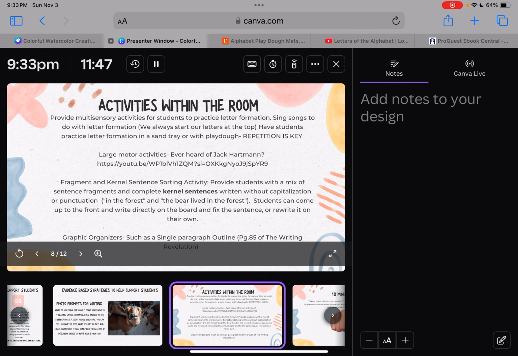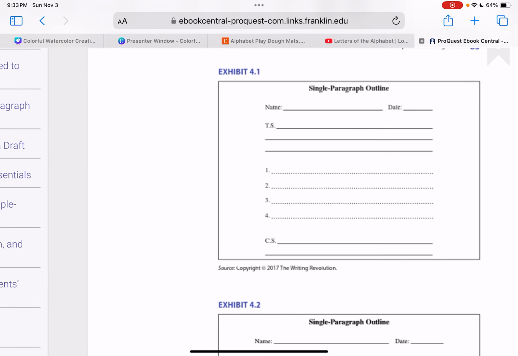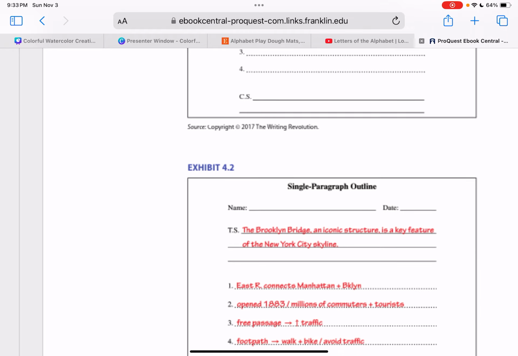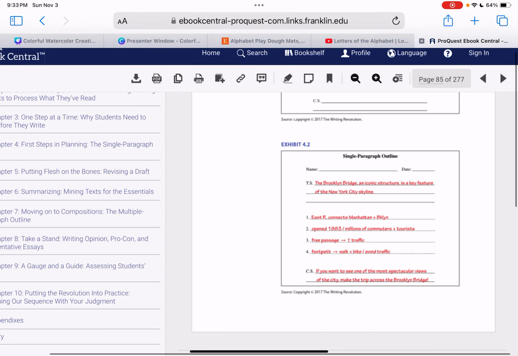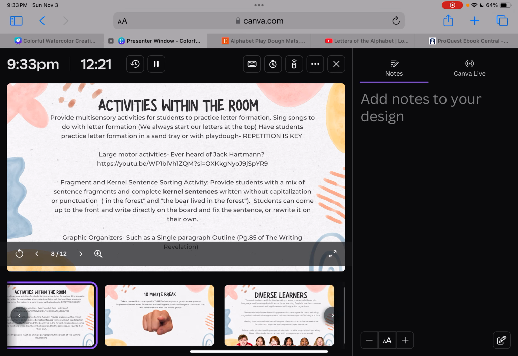Graphic organizers, such as a single paragraph outline. I really like graphic organizers for students. These are awesome to use with your kids because it really gets in their head. What's your topic sentence? What are your supporting details? What's your closing sentence within that paragraph? Things like this are really going to set up your students in the future when they are writing those long papers, when they are in high school, even when they're in 5th or 6th grade. Really, really good idea to use an outline.